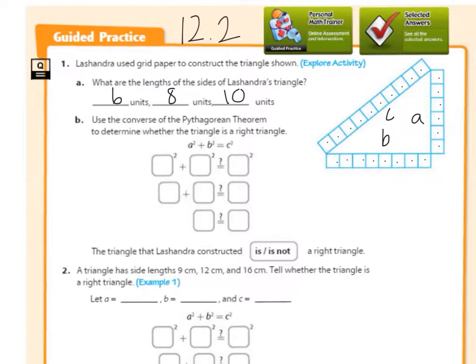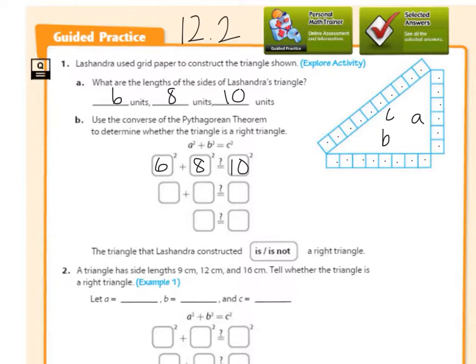Okay, now we're going to use the converse of the Pythagorean theorem to determine whether the triangle is a right triangle, meaning we need to find out if the side lengths squared of the legs are equal to the hypotenuse squared. So we're going to plug those values in. 6 squared plus 8 squared, maybe. Does it equal 10 squared?